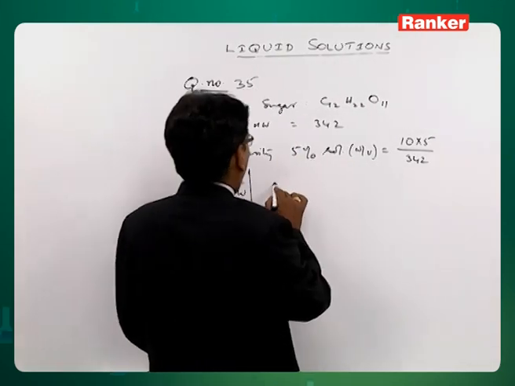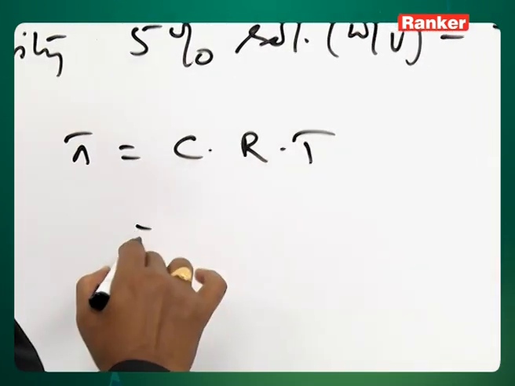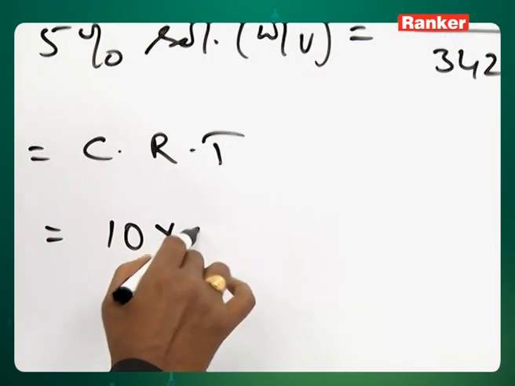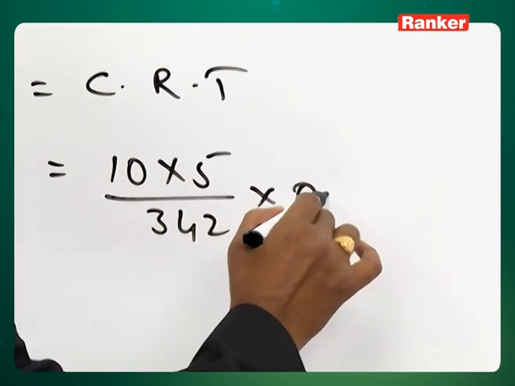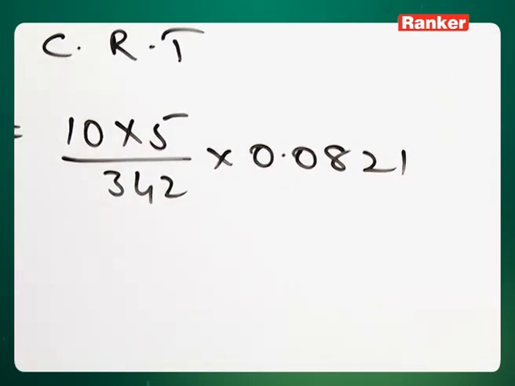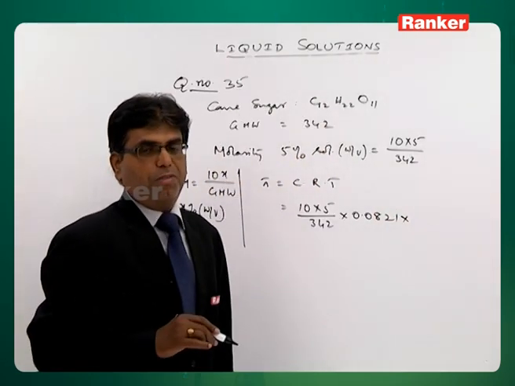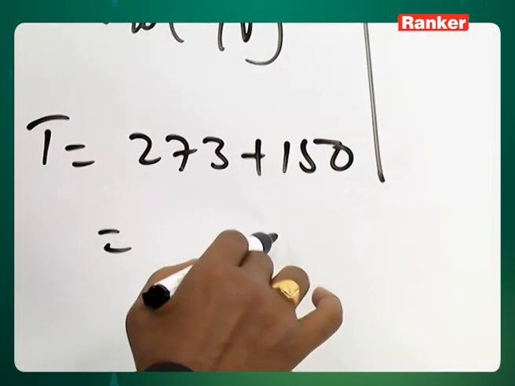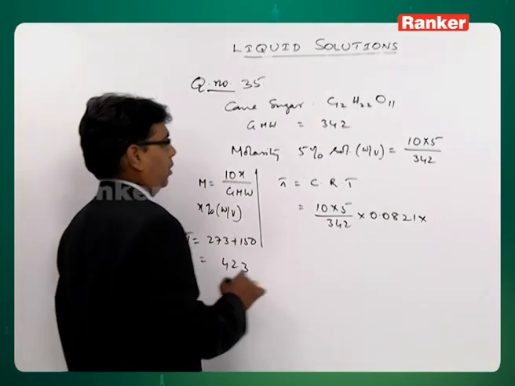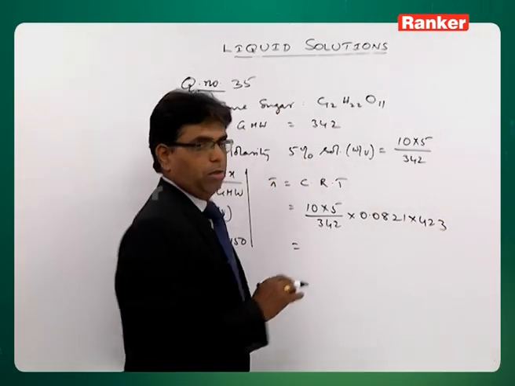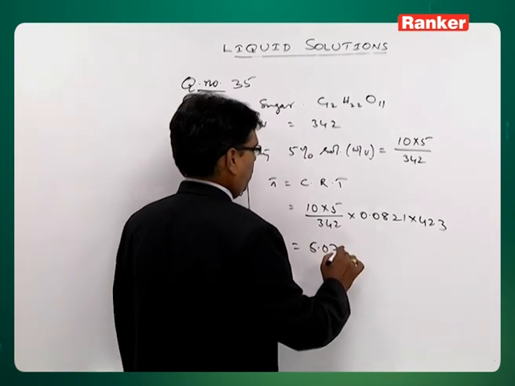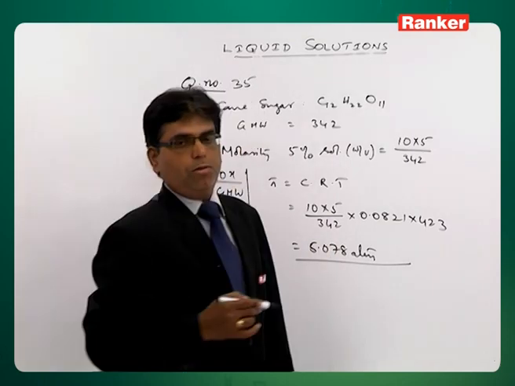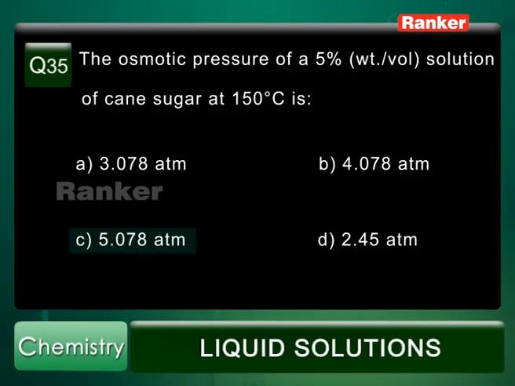So, this is molarity. Now, pi equal to C into R into T. C is molar concentration, that is 10 into 5 by 342, into R, gas constant 0.081 liter atmosphere, and temperature given is 150 degrees Celsius. 150 degrees Celsius means 273 plus 150 Kelvin, that is 423. Now, if you solve this, you will get 5.078 atmosphere. So, the osmotic pressure of a 5% solution of cane sugar at 150 degrees Celsius is 5.078 atmosphere. So, the correct answer is option C.